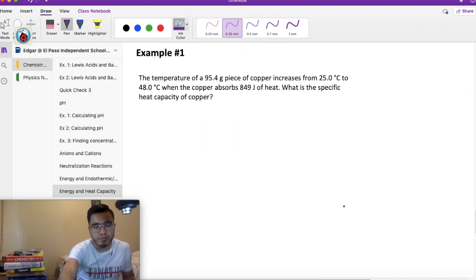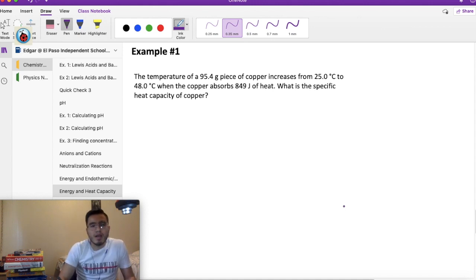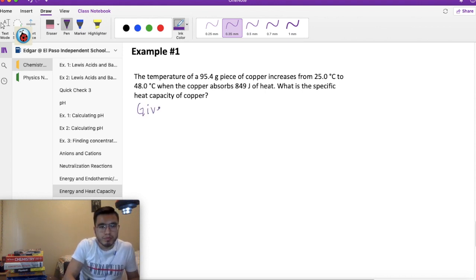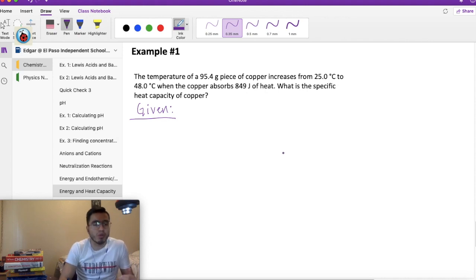Now, example number 1. It says, the temperature of a 95.4 gram piece of copper increases from 25 degrees Celsius to 48 degrees Celsius when the copper absorbs 849 joules of heat. What is the specific heat capacity of copper? And with these kind of problems, you always start with the given. So we write given. And that is the information which is being provided by the problem so we can solve it. Okay?